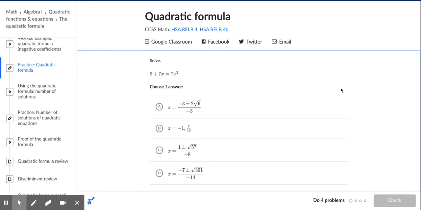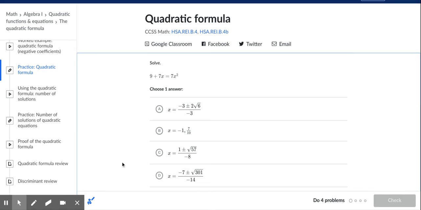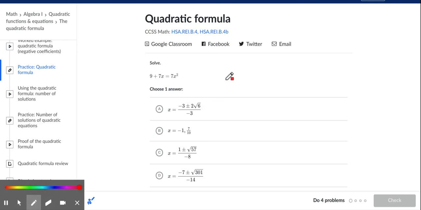Hey guys, in this video we're going to talk about the quadratic formula. This is a way of solving quadratic equations when we don't have something that is factorable. So we can't factor. We could complete the square and solve that way. That's always an option. But this way is, well, most people consider it easier. So we are going to talk about this.